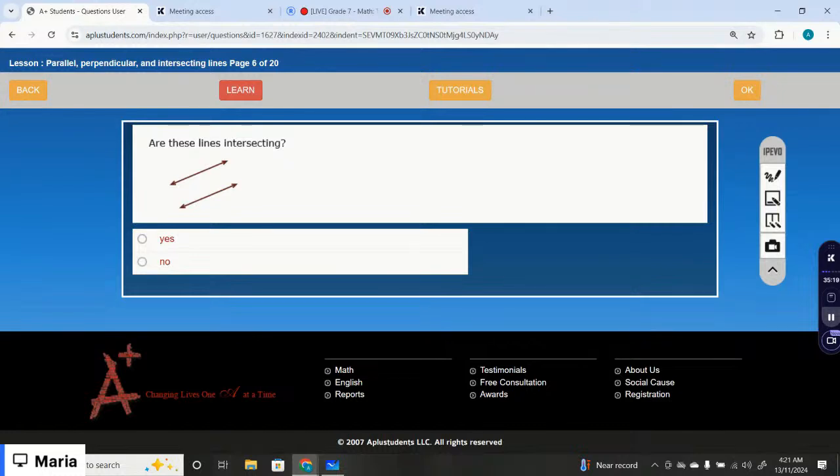Are these lines intersecting? No, they are not intersecting, right? The correct option is no. Okay, you can complete the lesson by yourself later today. Let me just move on to next lesson.